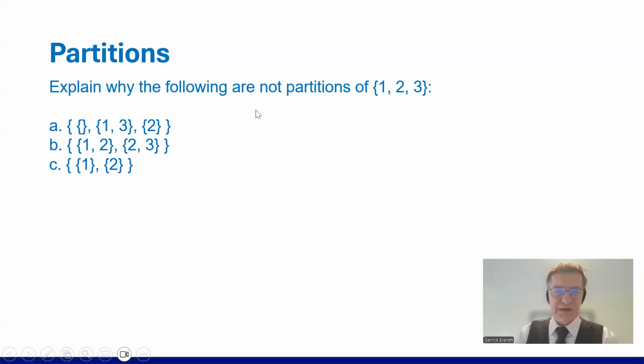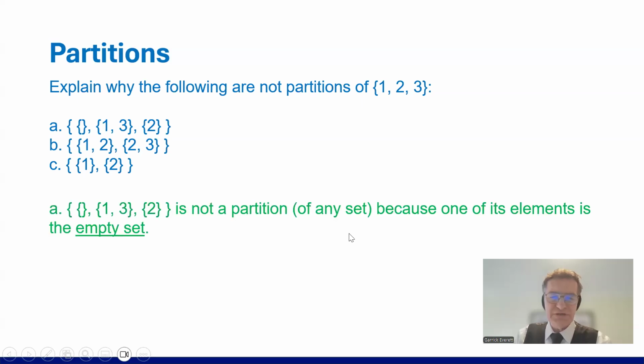Here's a question. Explain why the following are not, I should have written questions up here, are not partitions of 1, 2, 3. So we've got empty set, 1, 3, and 2. Why is that not valid? Then you've got 1, 2, and 2, 3. That's covering them all. Why is that not valid? Then you've got 1 and 2. Well, that's a bit obvious.